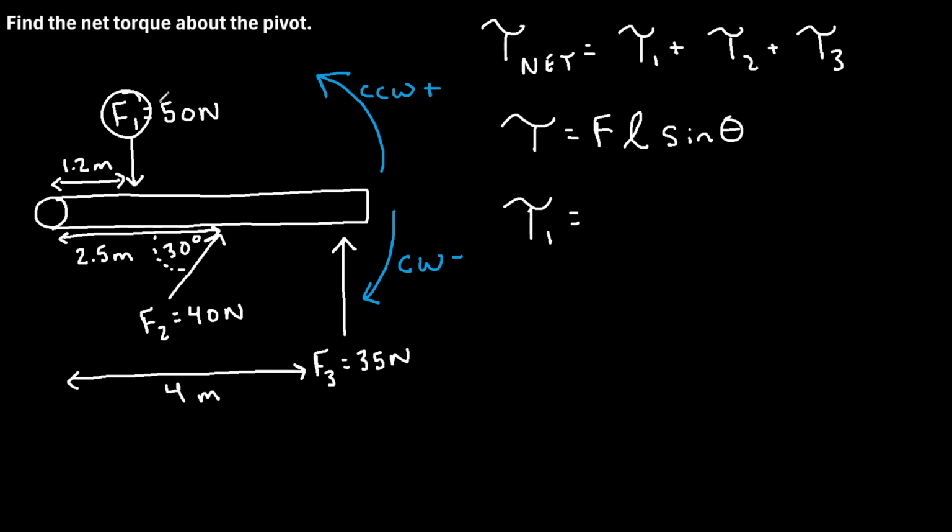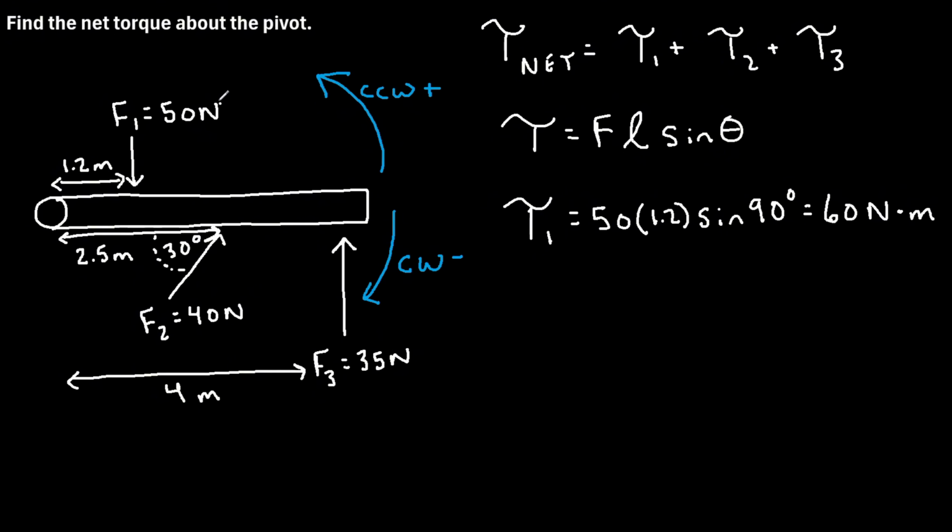So for torque 1, that's going to be force 1. So this force 1 is 50 newtons, and it's being applied 1.2 meters away from this axis of rotation, or this pivot right here. So we'll say that's equal to 50 times 1.2, and we can see that the force is being applied at a 90-degree angle. So we'll have the sine of 90 degrees. Now, the sine of 90 degrees turns out to just be 1. So really what we have is 50 times 1.2, and that turns out to be 60. And our units will be Newton meters. So that's the first torque.